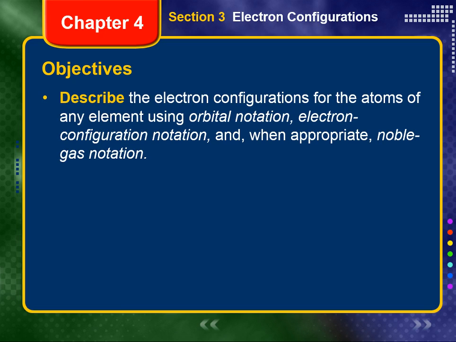At the end of this video, you should be able to describe the electron configurations for the atoms of any element using orbital notation, electron configuration notation, and, when appropriate, noble gas notation.